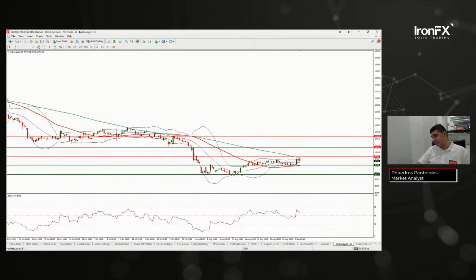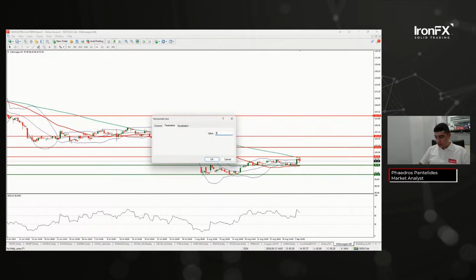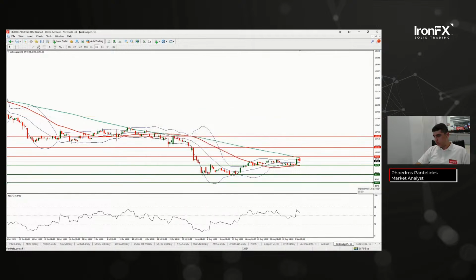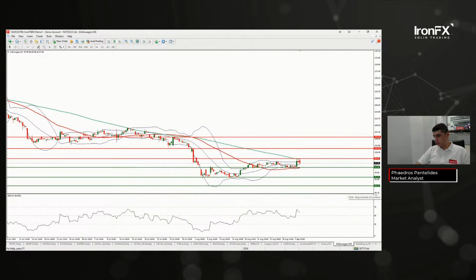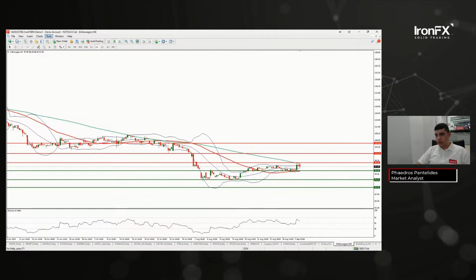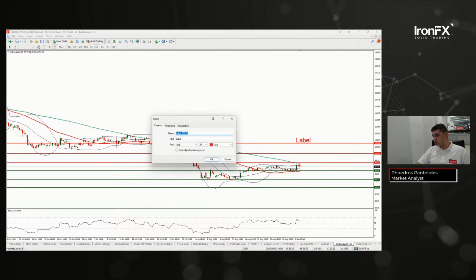For my S3 level, so if we round it up, let's say that's 95.60, $3.50. 89.50 could potentially be our S3 support line, 89.50 for that S3. And now we need to add those text labels.